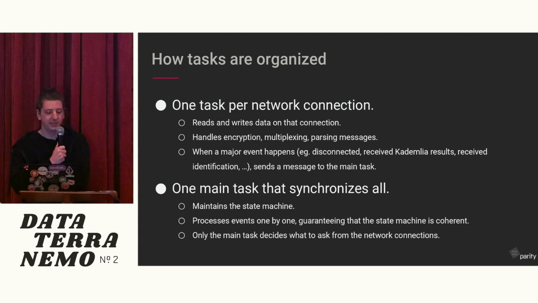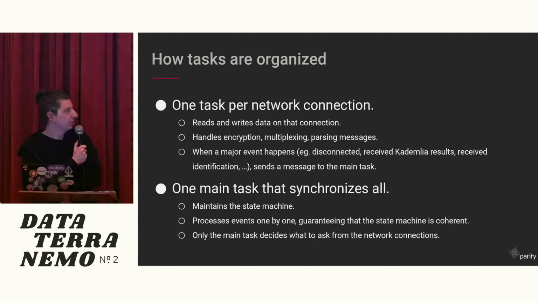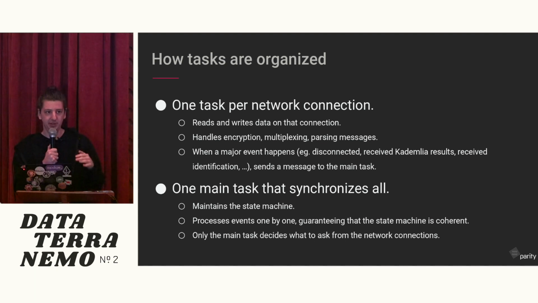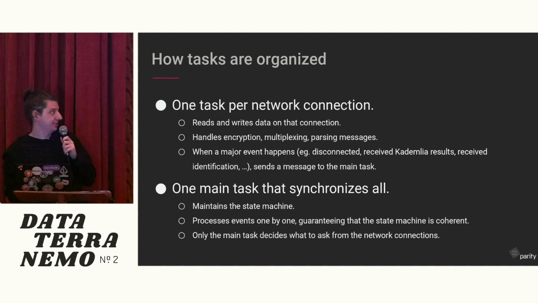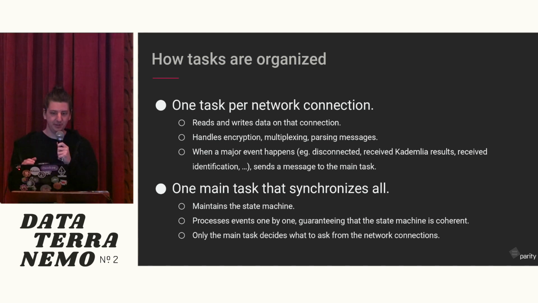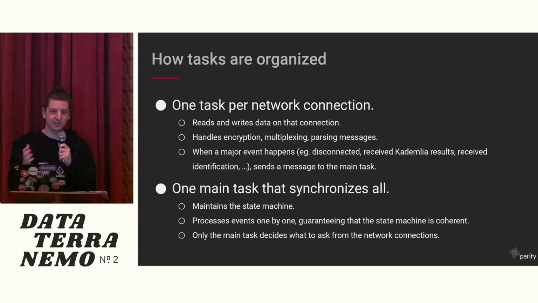So how do we organize that in Rust libp2p specifically? We have one task per network connection. Every time you want to read or write data to that connection, this is done through this task. This task also handles encryption, multiplexing, and parsing, so all the low-level stuff, and it translates that into higher-level events. For example, a Kademlia response has arrived.